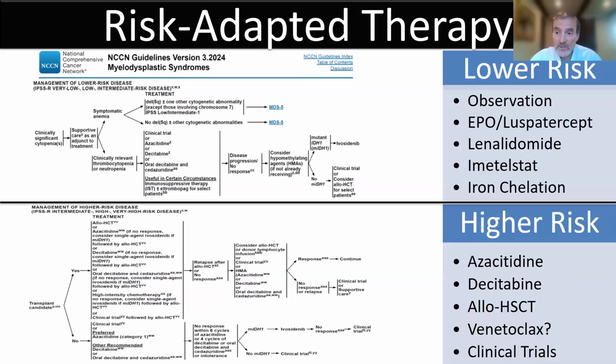The NCCN guidelines, which are the National Comprehensive Cancer Network guidelines for MDS, tell us that we can divide MDS roughly in half, where half of the patients have lower risk disease and half the patients have higher risk disease. And the treatment pathways for these two different risk groups are very different. They start with very different approaches. The higher risk patients obviously get more aggressive treatment. Those are the ones who are referred for transplant. And the lower risk patients get more supportive care or less aggressive treatments. So it's very important to try to identify risk appropriately in a patient.